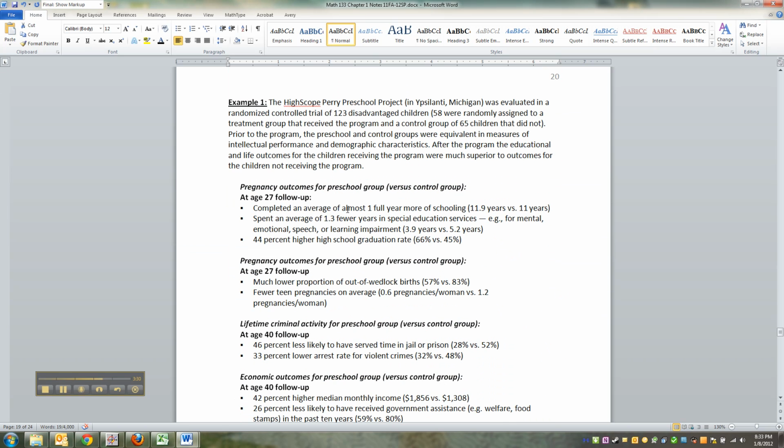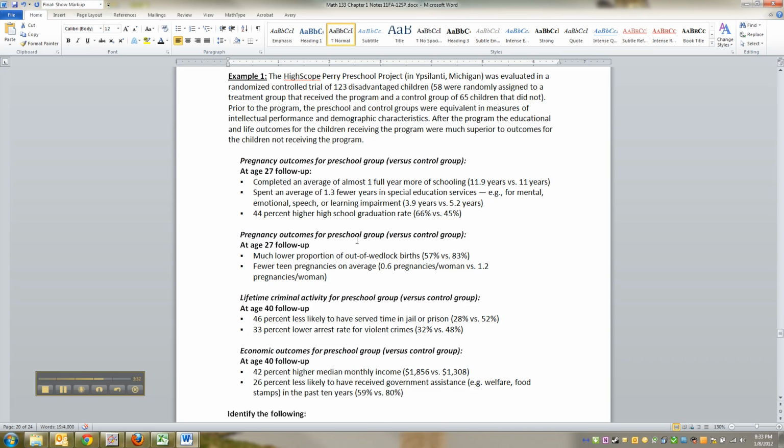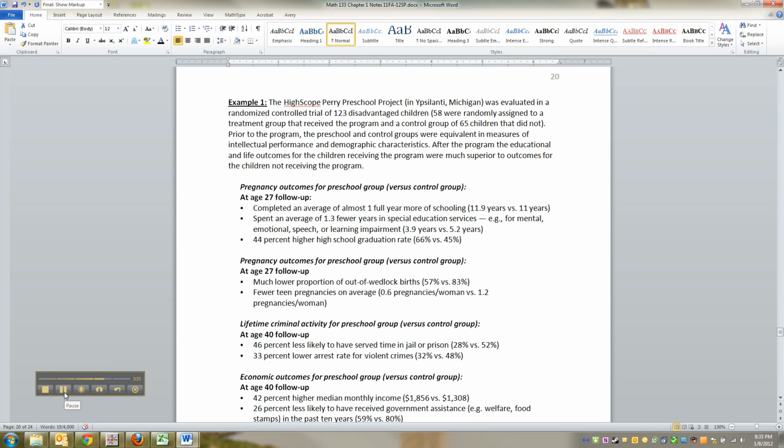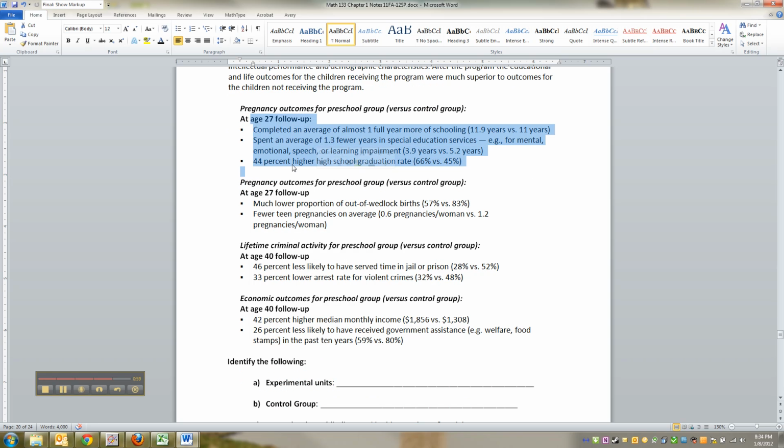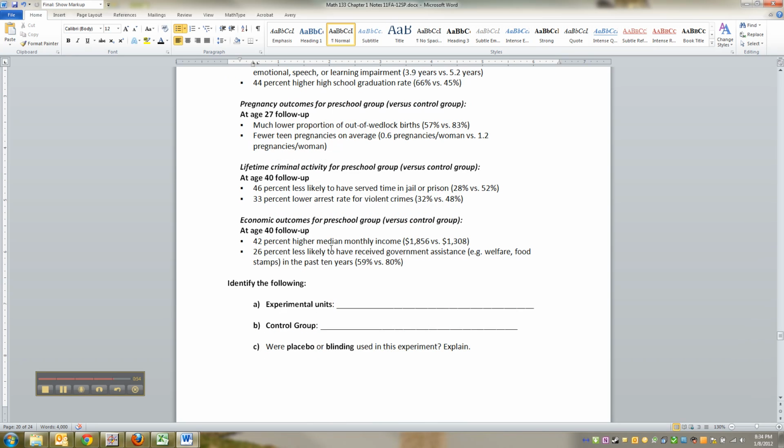I am totally not going to read this to you, so take a moment, pause me, and read it. Take several minutes, pause me, and read it. Okay, this is a real life, very important study that took place in Ypsilanti, Michigan, where they had 123 disadvantaged children. They randomly selected 58 to go into preschool and 65 to not go into preschool. Then they followed them up to see, did they have higher or lower pregnancy rates, more criminal activity, that kind of thing?